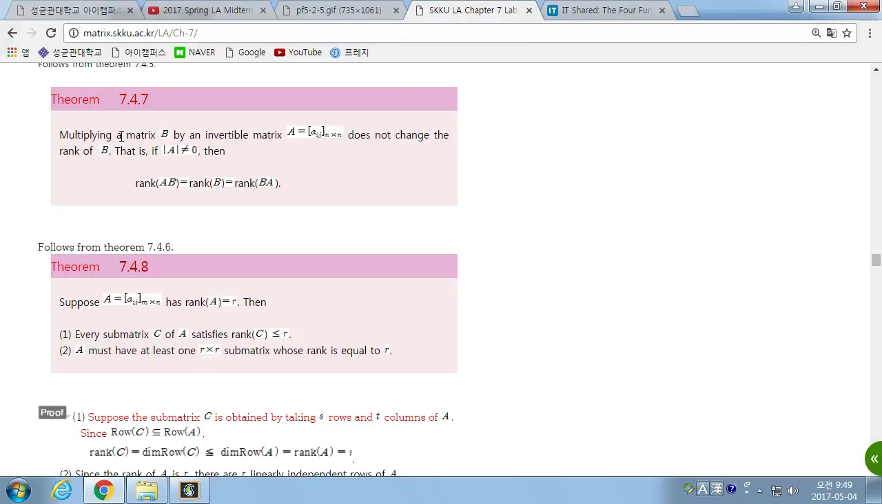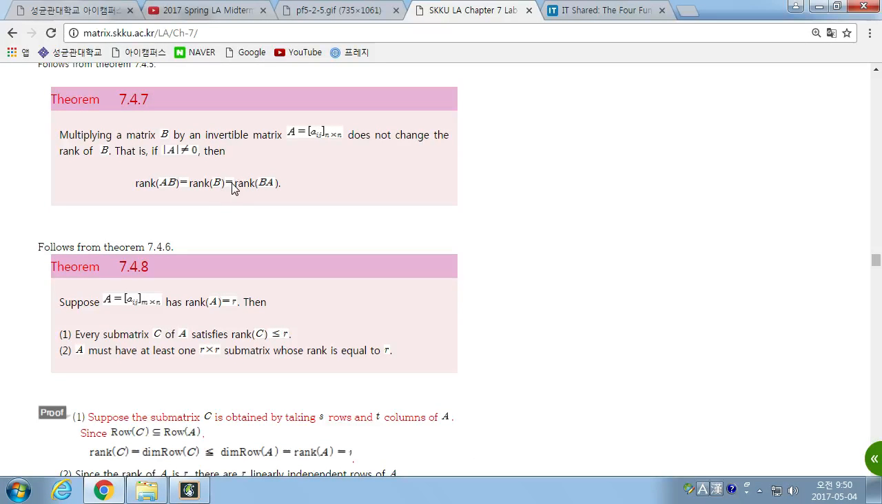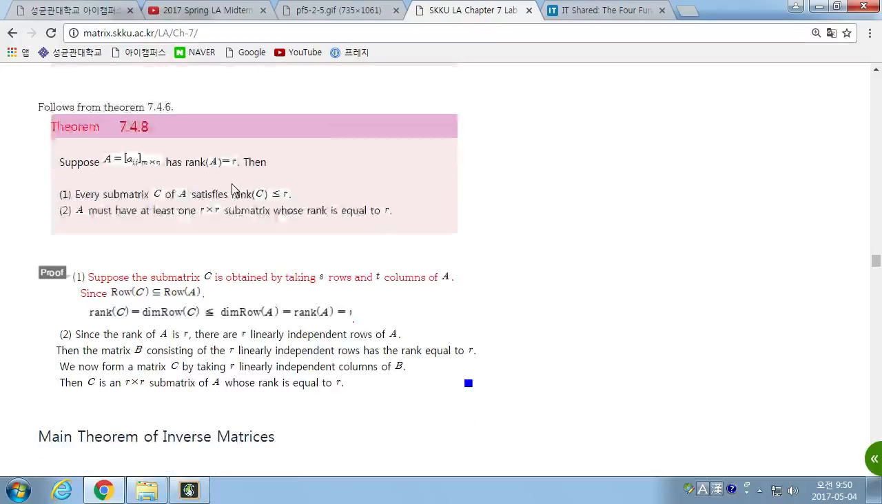Next. Multiplying a matrix B by an invertible matrix A does not change the rank of B. So this is one. If determinant of A is not zero, then rank of AB is the same as rank of B, and rank of B is equal to rank of BA. 인버터블 매트릭스를 곱했을 때 랭크에 전혀 변화가 생기지 않는 거예요. 오케이? 이제 중요한 정리예요. 이것으로부터 아까 이렇게 유도할 수 있었지.